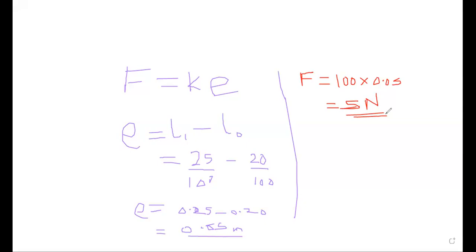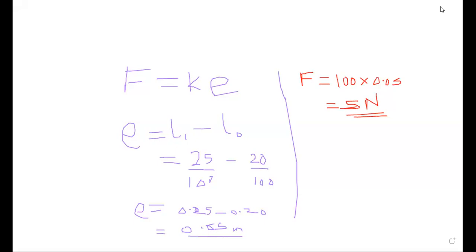So long as you have your final answer of extension in meters, it doesn't matter how you have got it. So long as it's a correct extension in meters, then it's okay. You can choose to say 25 minus 20, and then you get 5, and then you divide by 100. It is also fine. So you don't have to worry about how I've done it. So long as you can do it in another correct way, it's also okay. So that was our example 2.